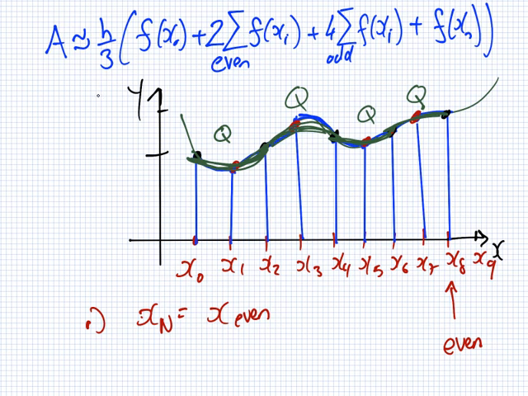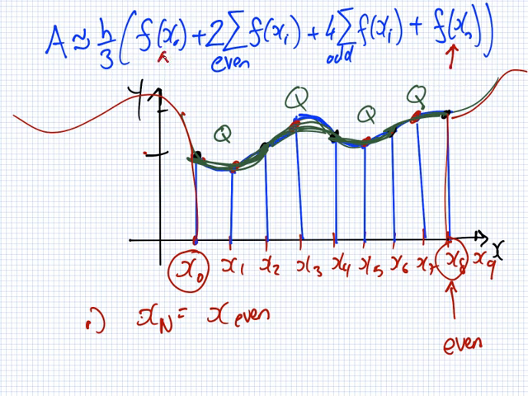What's your question? Why is it going down here? Because I want the area from here to here. This continues forever. I'm only looking for this piece. Does x8 go to xn, and do we look at it also in the even? No. That gets pulled out separately. First and last are separate.